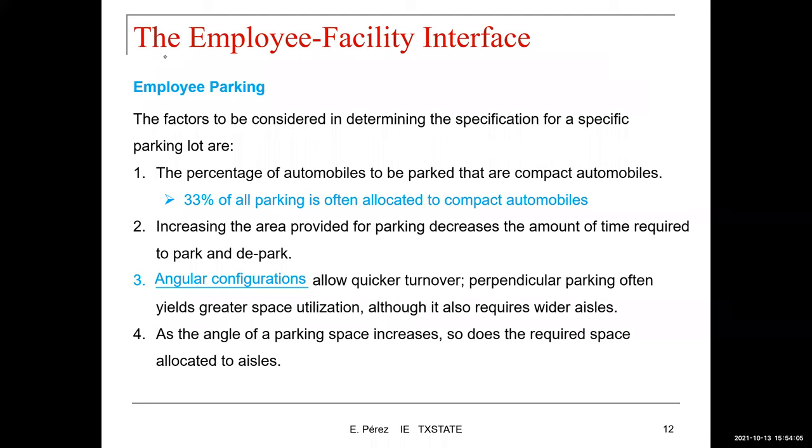So if you have an angle, typically you will see a one direction parking lane. If you have a perpendicular angle, most of the time you have to provide a two-way direction. So that will require a wider aisle for the lane. As the angle of the parking space increases, so does the required space allocated to the aisles.